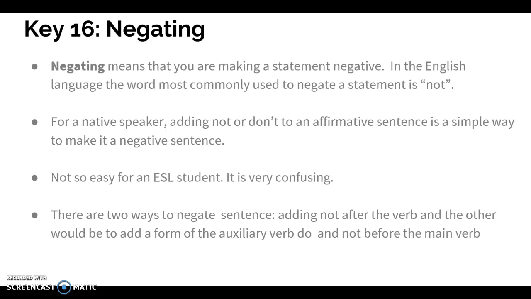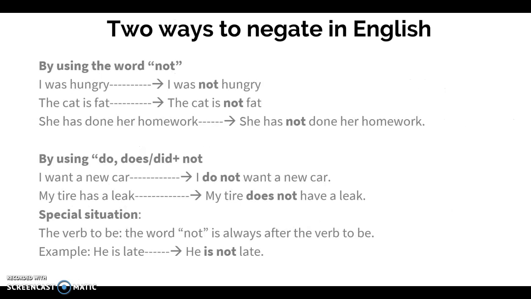Negating means that you are making a statement negative. In the English language, the word most commonly used to negate a statement is not. For a native speaker, adding not or don't to an affirmative sentence is a simple way to make it a negative sentence. Not so easy for an ESL student. It is very confusing. There are two ways to negate a sentence. Adding not after the verb, and the other would be to add a form of the auxiliary verb do, and not, before the main verb. Two ways to negate in English.